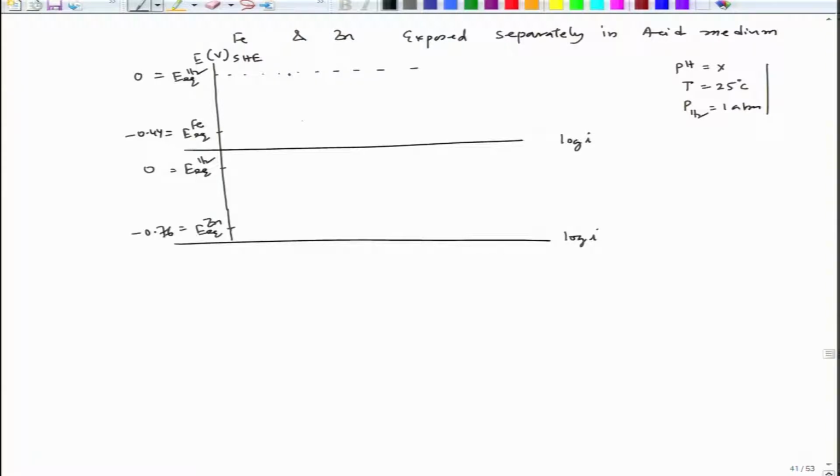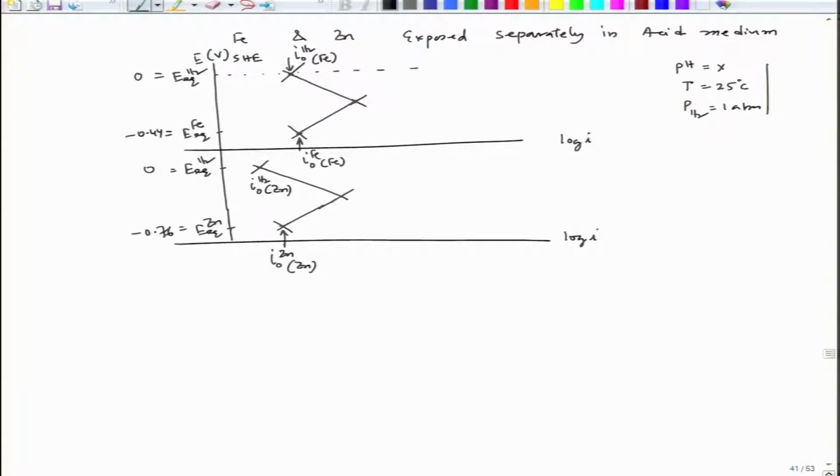Now, if we see them, then as per the mixed potential theory, we achieve the corrosion rate like this. So, here also I can have a situation like this. So, this is I0 hydrogen over zinc surface, and this is I0 zinc over zinc surface, this is I0 iron over iron surface, this is I0 hydrogen over iron surface.